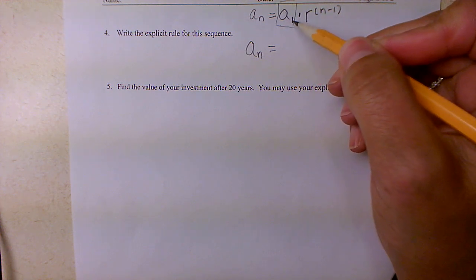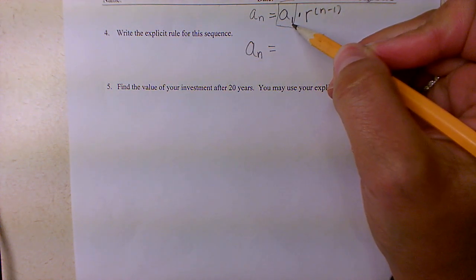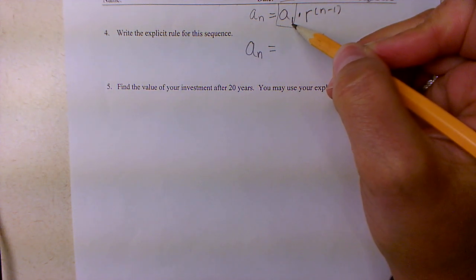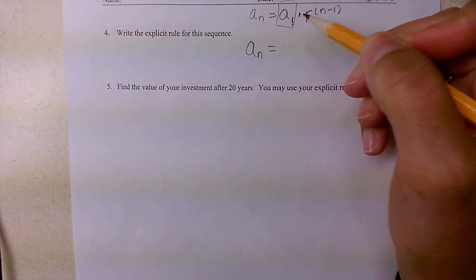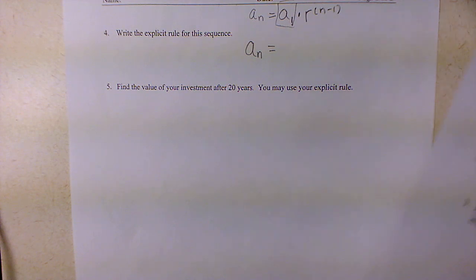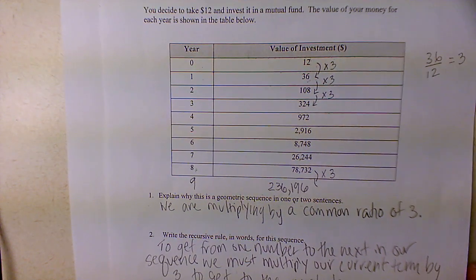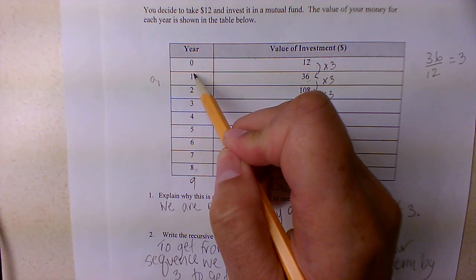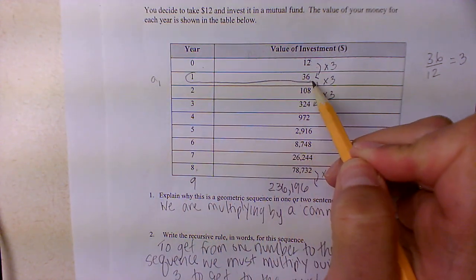So we need to find a sub 1. Remember, this little 1 here means that first term, but this really means that first year. So let's go back to the table to find our a sub 1. Our a sub 1 is going to be year 1.